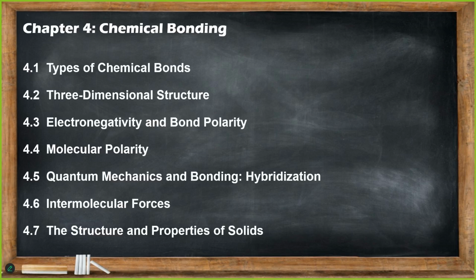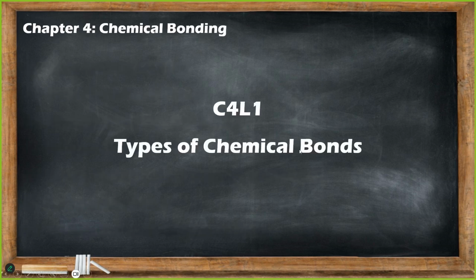So from today on, we're going to have a look at the fourth chapter, which is chemical bonding. And today, we're going to have a look at the first topic, 4.1, types of chemical bonds.